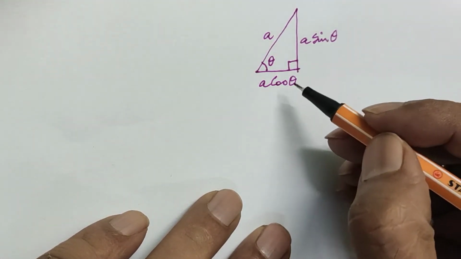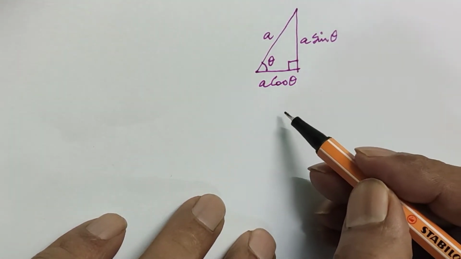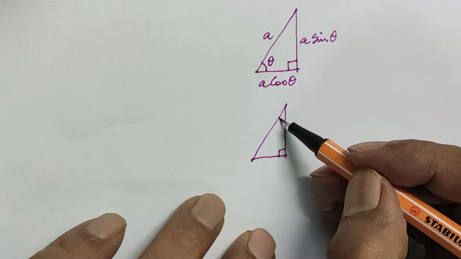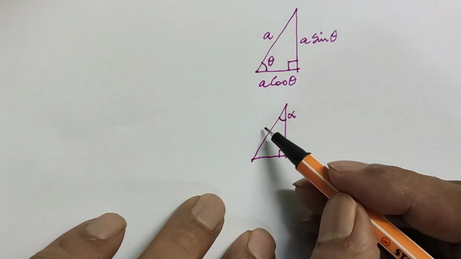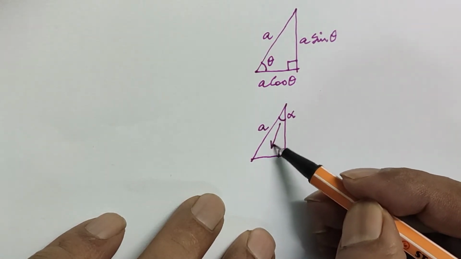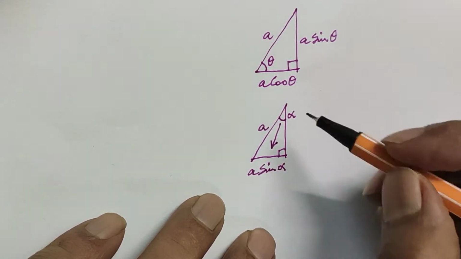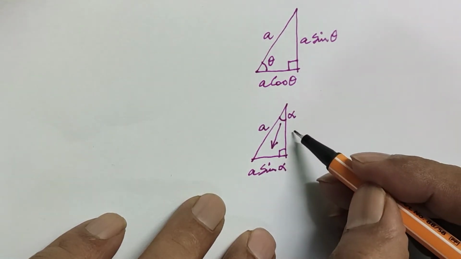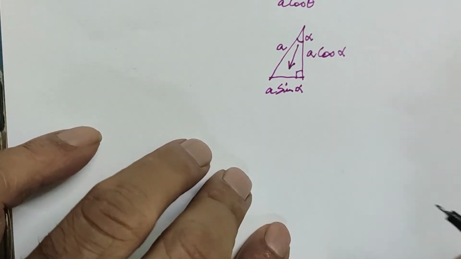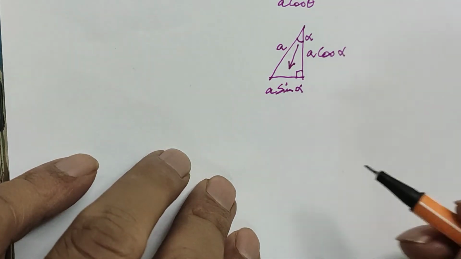Now how do I know which one is cos and which one is sine? So for that I'll take one more triangle and show you. Let this angle be alpha now, and this side be A again. The side opposite to this angle would be sine, so A sine alpha. And the side which is touching the angle will be cos. That's fine.